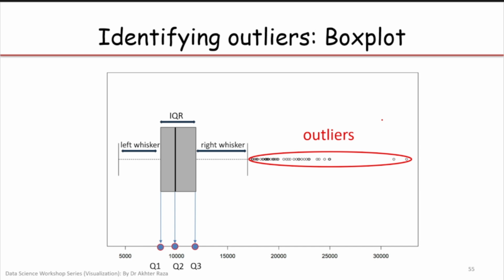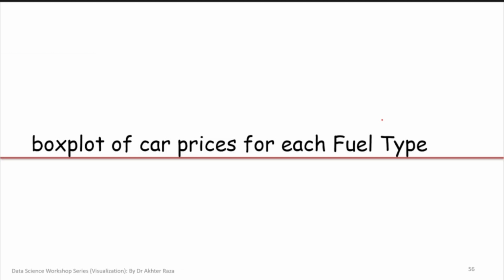Now we can construct the box plot of car prices for each fuel type. So we can add one more parameter here, the fuel type parameter, because we have three different types of fuels. It has three levels: CNG, petrol and diesel.